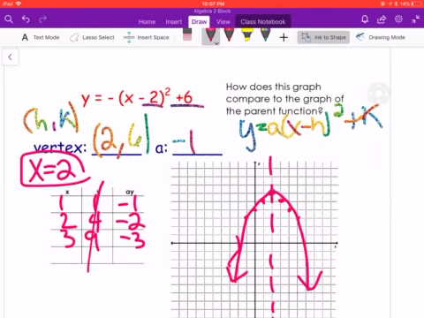So find the vertex, find the a value, use your parent function patterns to graph, and then draw the axis of symmetry in there so that you can reflect it over. That's it.